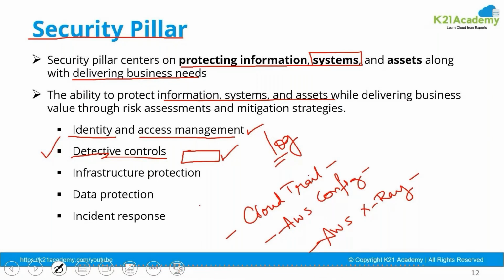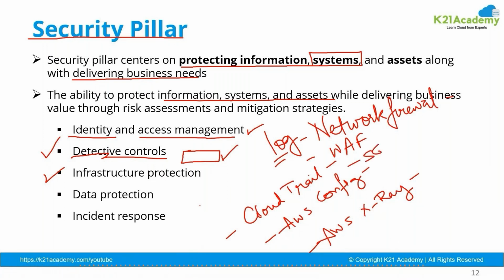The next is infrastructure protection tools. You should deploy them in a proper way. So when I talk about infrastructure protection, it means network firewall. It means your web application firewall. It means your proper deployment of security groups and network access control lists. It means deployment of AWS Inspector service, GuardDuty service.